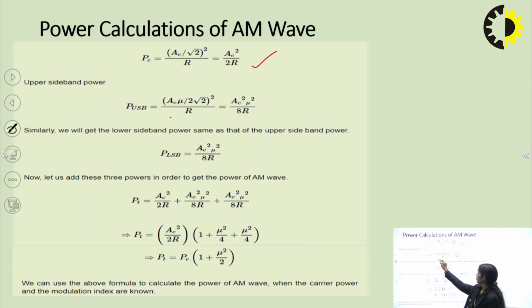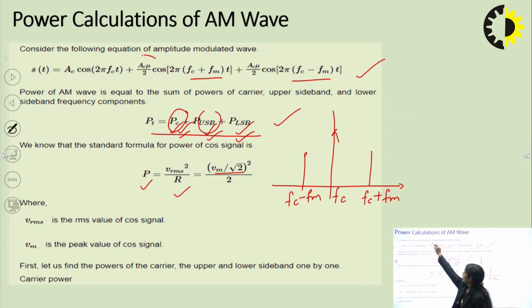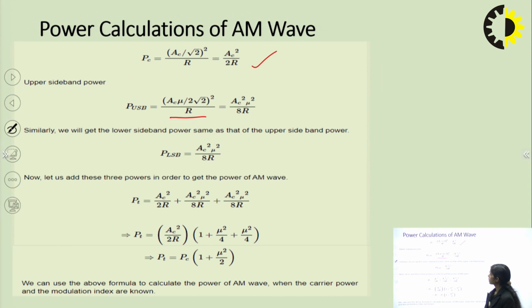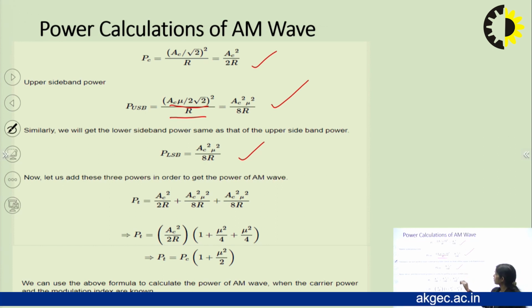For the upper sideband we have amplitude Ac mu divided by 2, and for the lower sideband also we have amplitude Ac mu divided by 2. By taking these amplitudes we can calculate their RMS voltages, Ac mu divided by 2 divided by root 2, and from that we obtain the upper sideband power, which comes out to be Ac square mu square divided by 8R. The lower sideband power is the same because the amplitude is the same, so we get the same power, Ac square mu square divided by 8R.